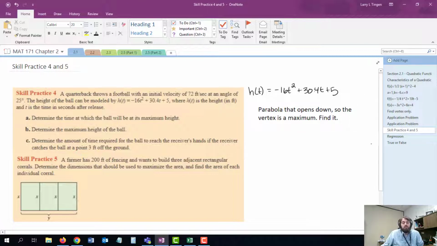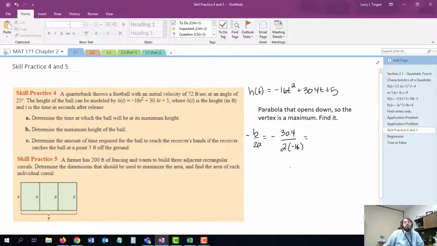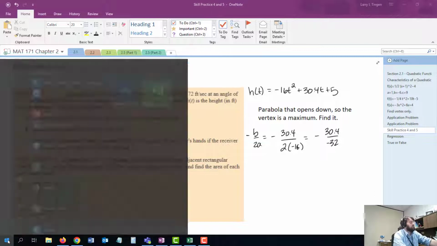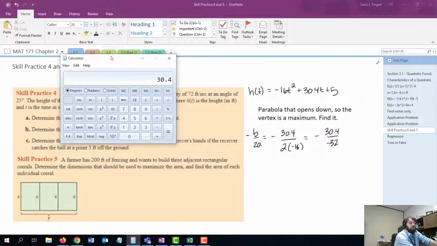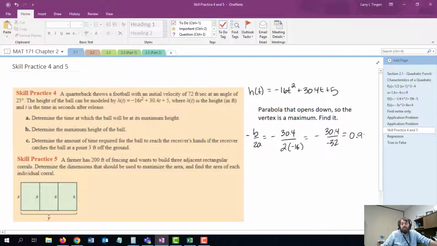All right. So the vertex, negative b over 2a. That's negative 30.4 divided by 2 times negative 16. 30.4 divided by 32, and that's negative, gives us what? Let's just do it here on the screen with you. 30.4 divided by 32 is 0.95. Negative divided by negative is a positive. So this is 0.95.